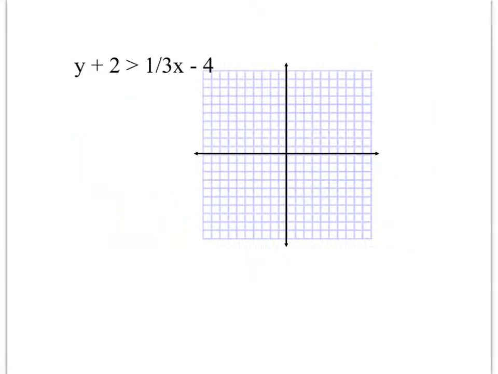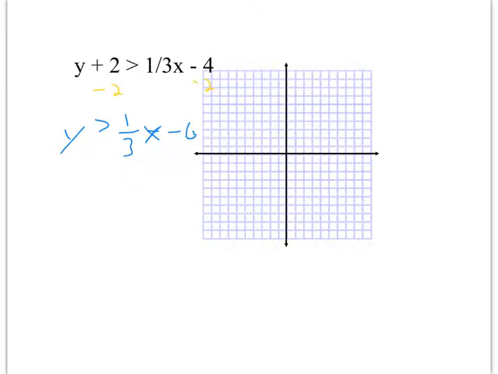First of all, this is not in mx plus b form, so I'm just going to subtract 2 from both sides to put it in slope-intercept form. So now I'm going to have y is greater than 1/3 x minus 6. I now decide, is this going to be a dotted line or a solid line? This is going to be a dotted line because I have a greater than sign, but not a greater than or equal to sign. It's just a greater than sign.